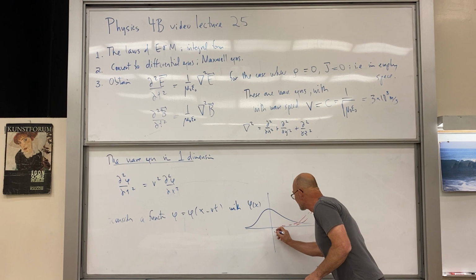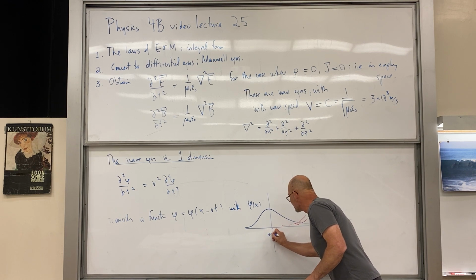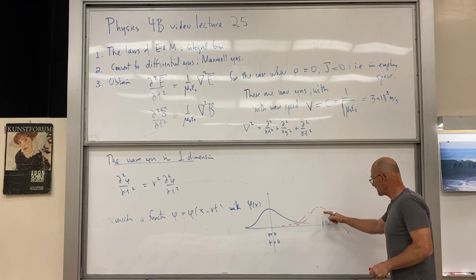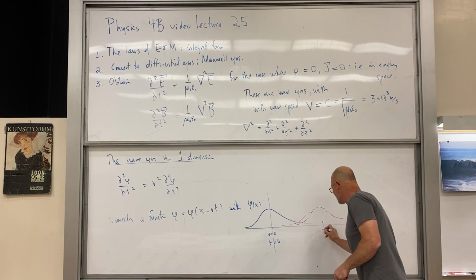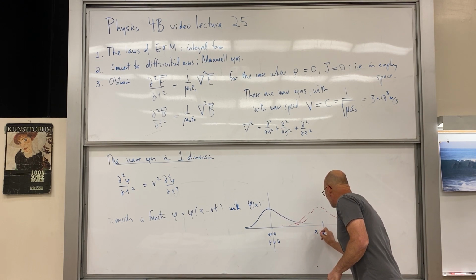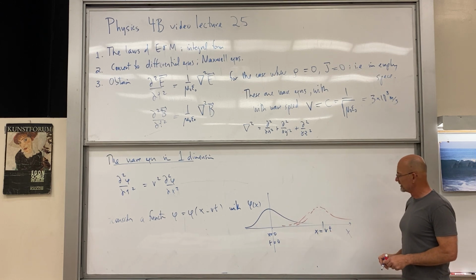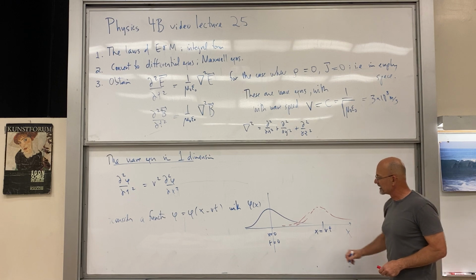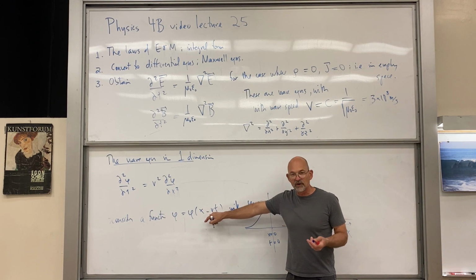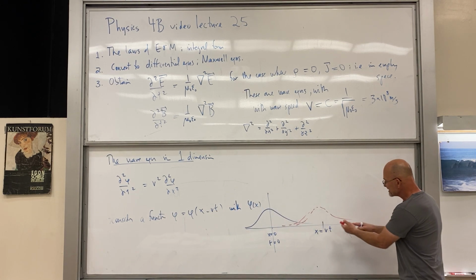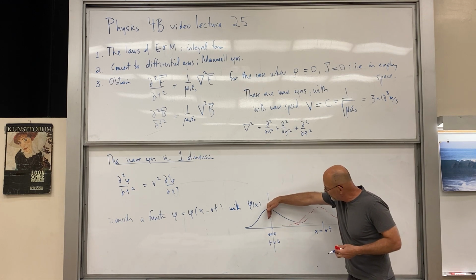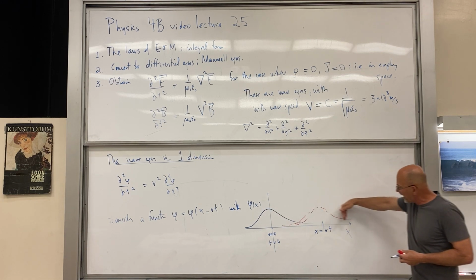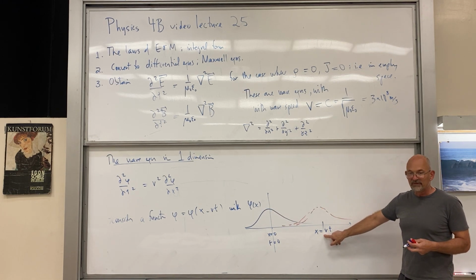So if this is x equals 0, t equals 0, then over here in the red we have x equals v times t, because x minus vt is then 0 again. So good, x equals vt, and you can see this pulse, or this function, has moved to the right with speed v.